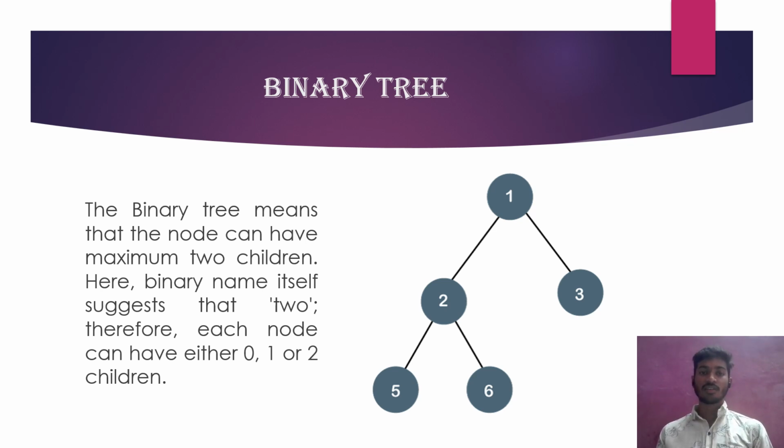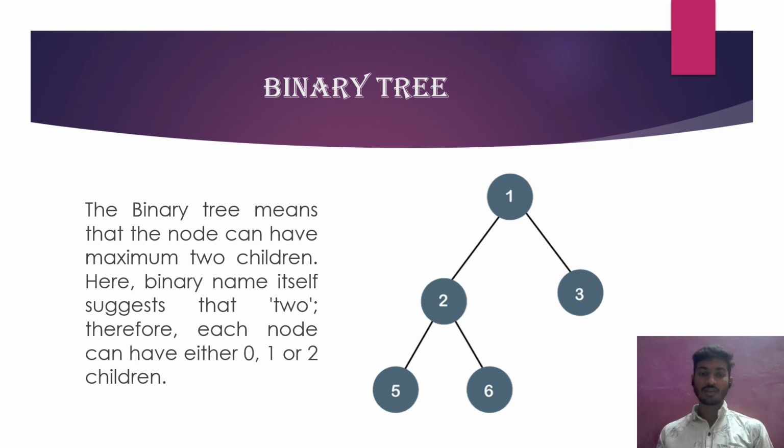Let's see what is a binary tree. The binary tree means that the node can have a maximum of 2 children. Here, the name binary itself says 2. You know that binary means 2. Therefore, each node can have either 0, 1 or 2 children.